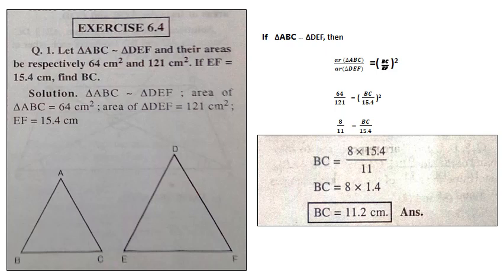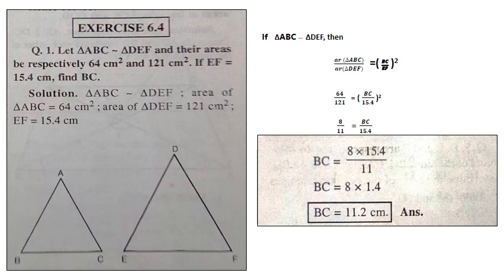Solution. Here it's given triangle ABC is similar to triangle DEF. Then area of triangle ABC is 64 cm². Area of triangle DEF is equal to 121 cm². EF is equal to 15.4 cm. We need to find the side BC.